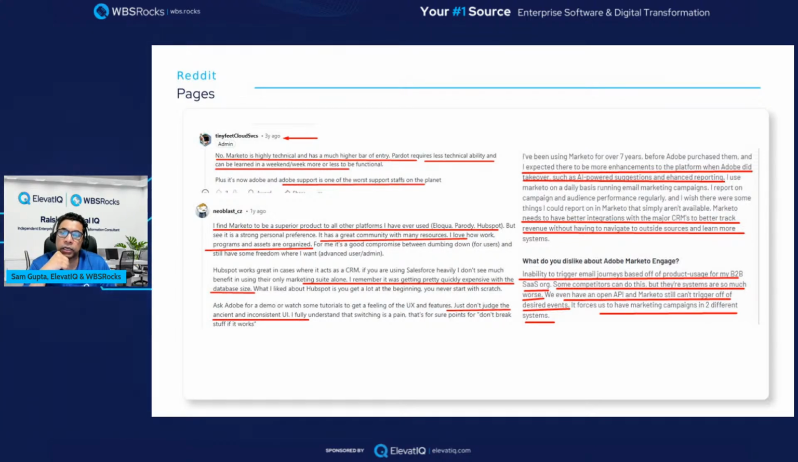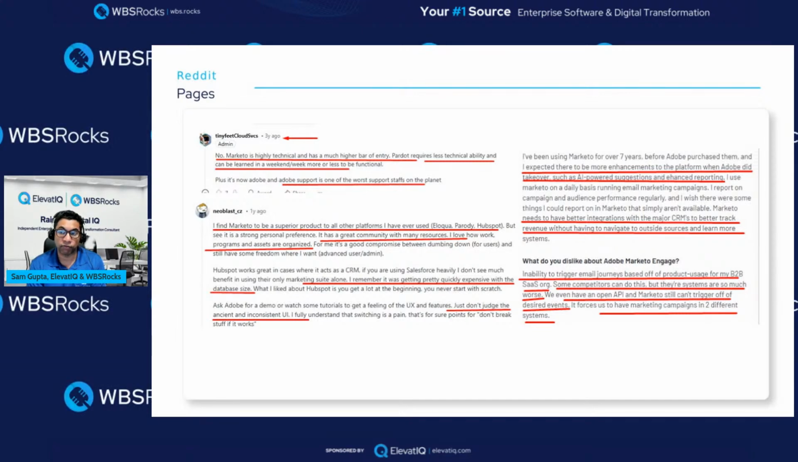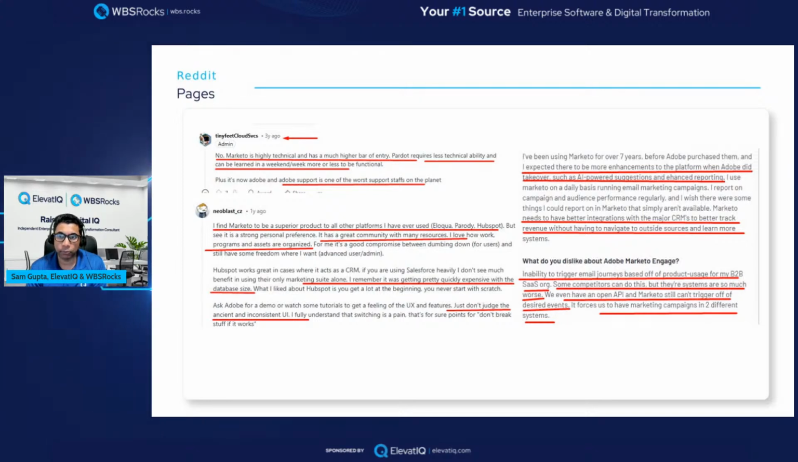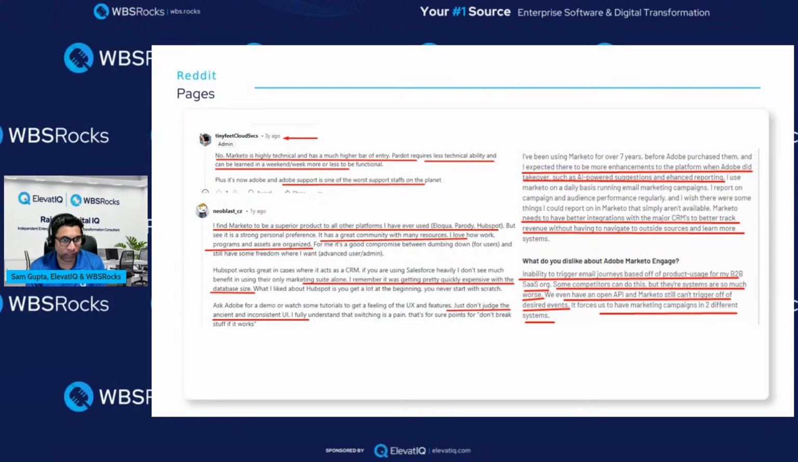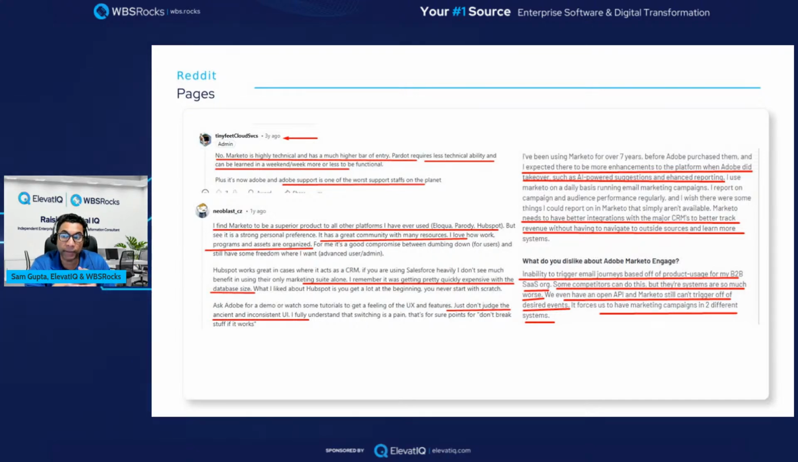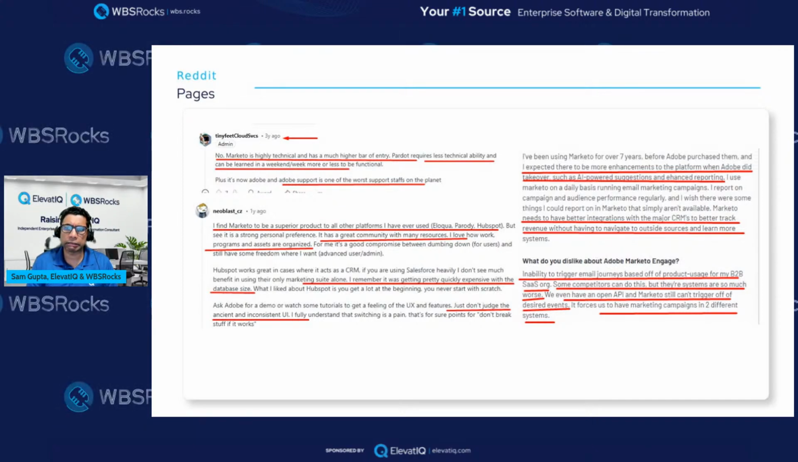Then they are saying it needs to have better integration with major CRMs to better track revenue without having to navigate to outside sources and learn more systems. Again, this is going to be tricky. The integrations are always tricky. So you are going to get what you are going to get based on the pre-baked integrations. So here, again, this is more of a process issue, data issue, implementation issue. So you need to create your own integration if that is going to need more than what your pre-baked integrations are going to provide. So integration is always a different topic, I guess. So I don't know if I'm going to have any comment on that.